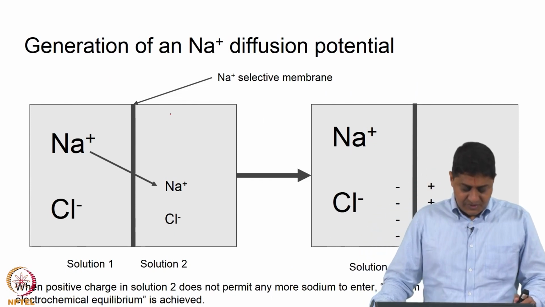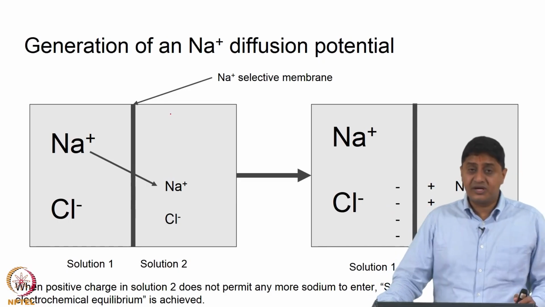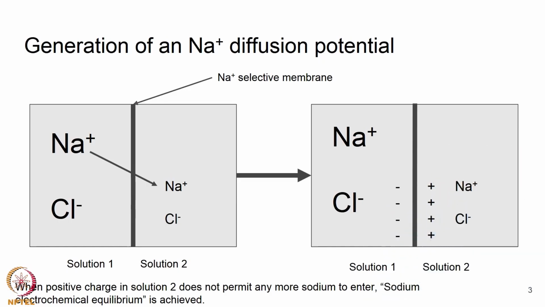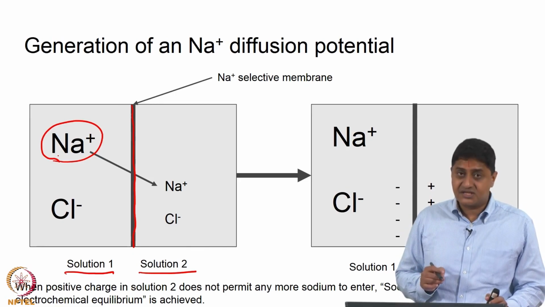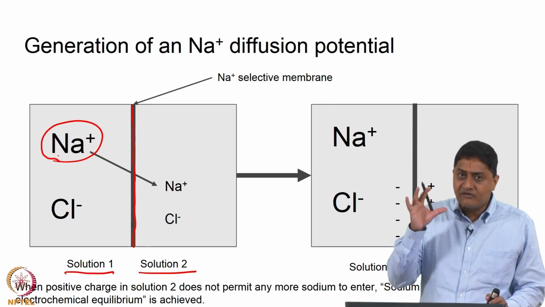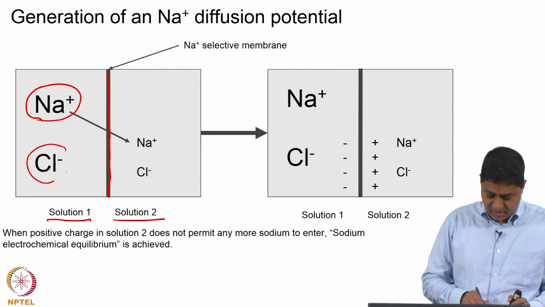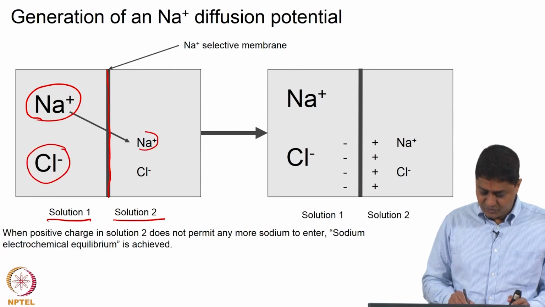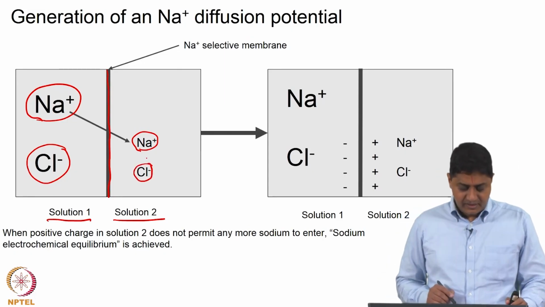So, here is a situation when there are two solutions separated by a semi-permeable membrane. Here is a semi-permeable membrane. There is solution 1 and solution 2. Solution 1 has a higher concentration of sodium. The font size here represents concentration, so a higher font size means a higher concentration of sodium and chloride in solution 1, whereas in solution 2 you have a much lower concentration of sodium and chloride, right.